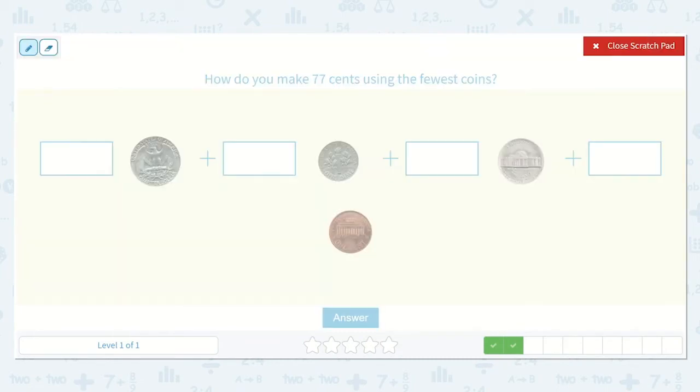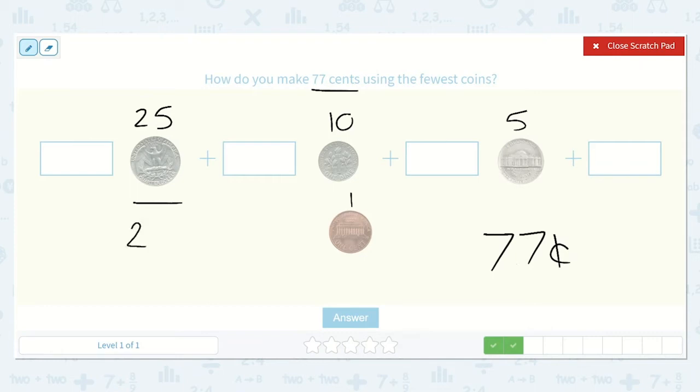This question asks, how do you make 77 cents using the fewest coins? So I see we have 77 cents. We have quarters here that are worth 25, dimes here that are worth 10, nickels here that are worth 5, and pennies here that are worth 1. So let's start with our largest one, the quarter. Can we use quarters to make this number? Yes, quarters are less than 77 cents, so we know we can use some of those.